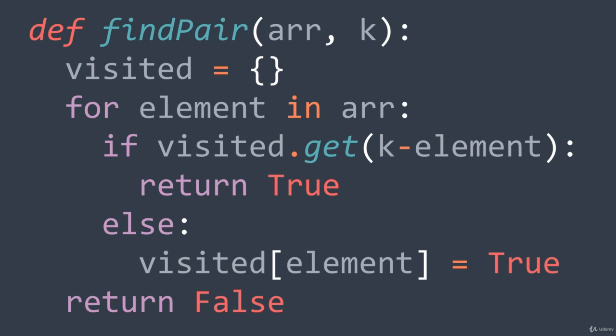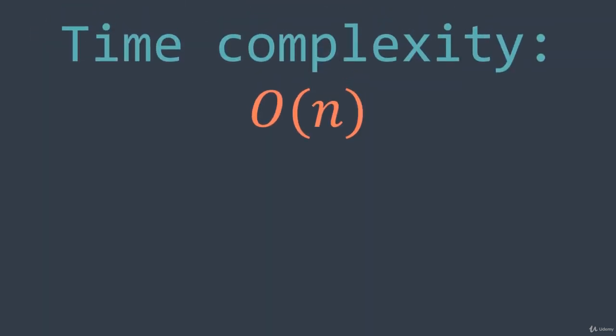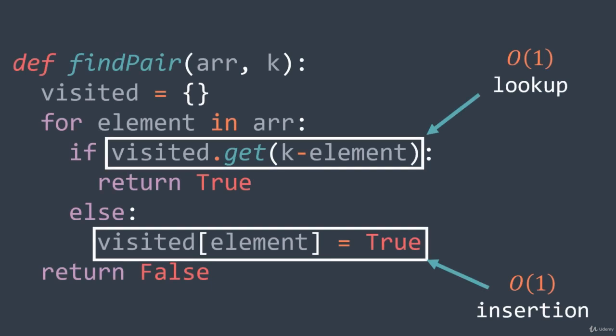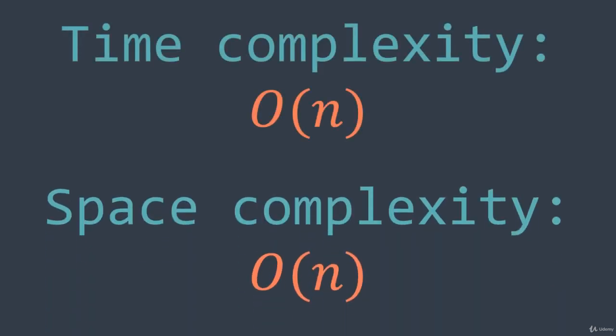And this solution runs in O of n time complexity, because we said that lookup and insertion are constant on average in a hash table, and we are traversing the n elements of R. So we get O of n, where n is the number of elements of R. Same thing for the space complexity, it's O of n because we are using additional space for a hash table that can contain n elements in the worst case.